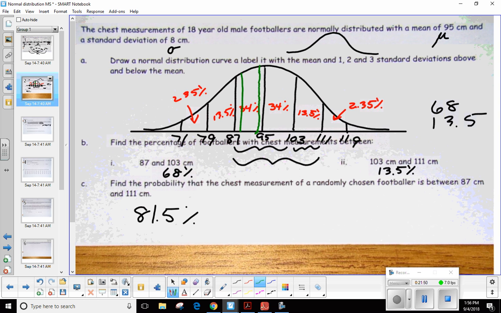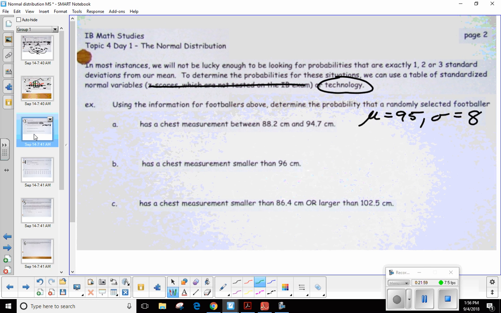But there's no way on here, if they're not using the exact standard deviation, that we can calculate that. So we've got to go with the technology. Now, we have a lower boundary and an upper boundary. I'm going to label these: this is my lower, and this is my upper. When you're dealing with normal distribution, that's how you want to label your values. I'll show you the notation we use to write this in just a minute.